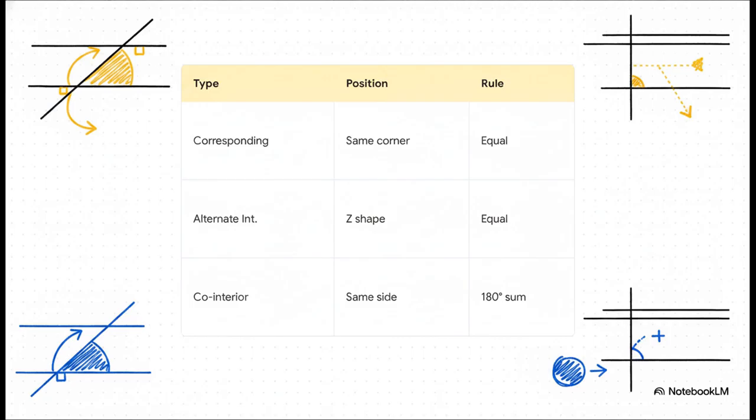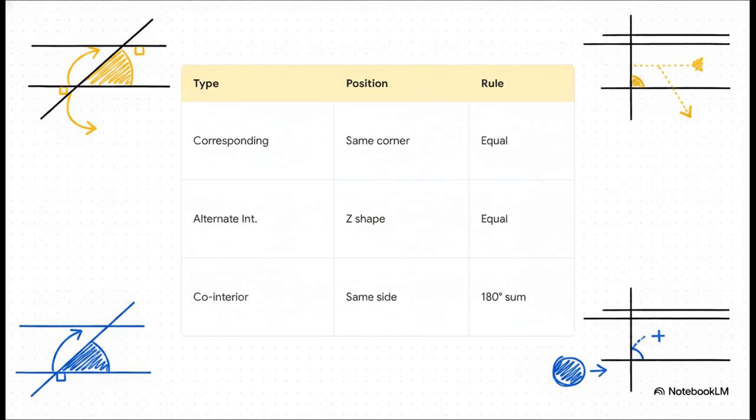You can really think of these rules as your ultimate geometry cheat codes. When a transversal cuts parallel lines, specific spatial patterns just jump out. First up, we have corresponding angles. These sit in the exact same corner position at the top and bottom intersections. The rule? They're equal.